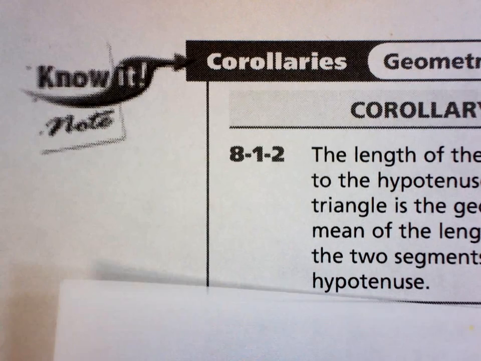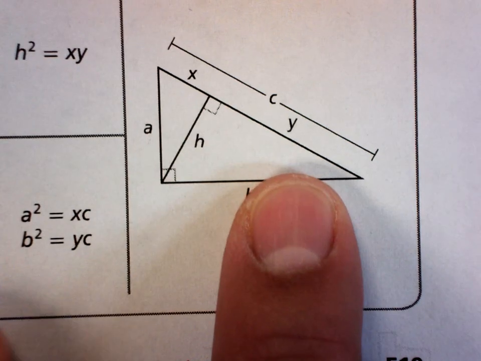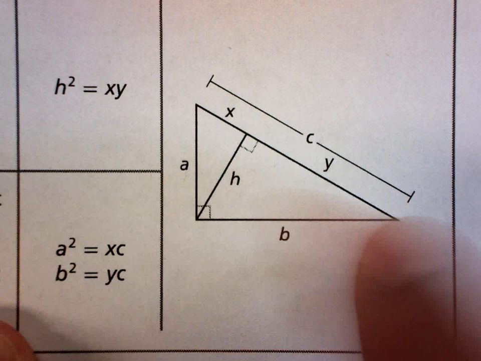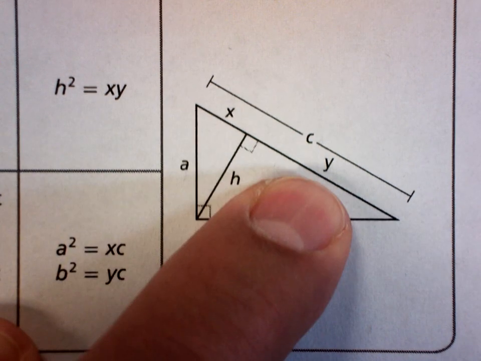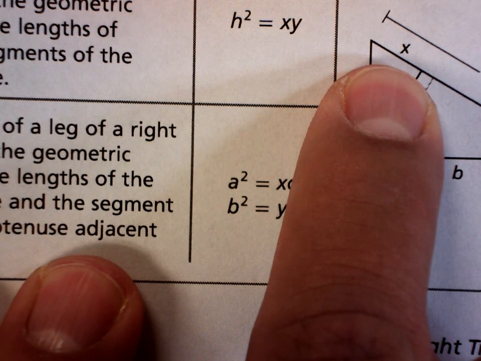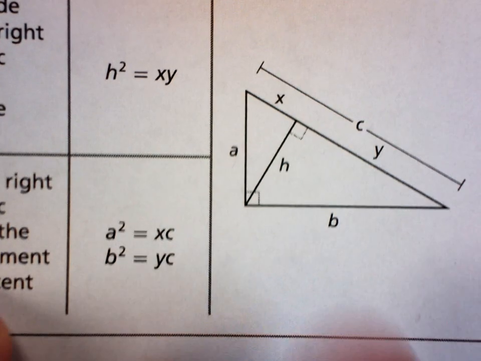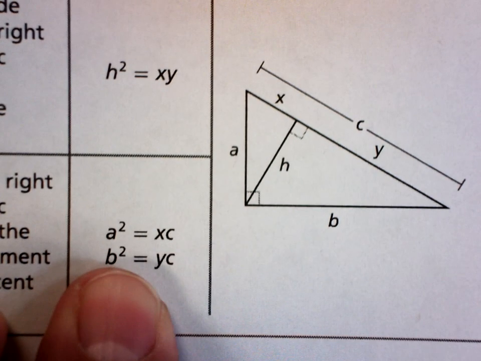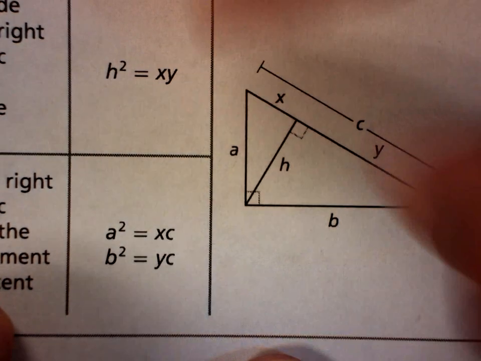So here's what we actually have to remember. So here's my formulas. If in this triangle, I can take H squared, so this piece squared equals this piece X times this piece Y. A squared, this side squared, equals this little piece, this X, times the whole thing. And then this bottom side, the B squared, equals this piece, the Y, times the whole piece, C. Again, we'll do a bunch of practice in class. I just need you to be familiar with that.